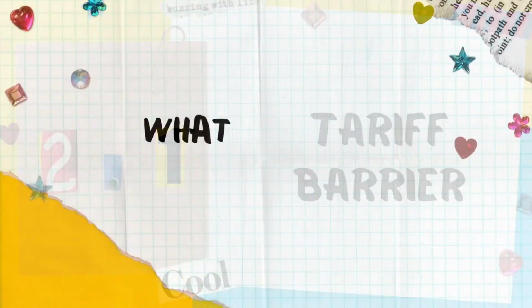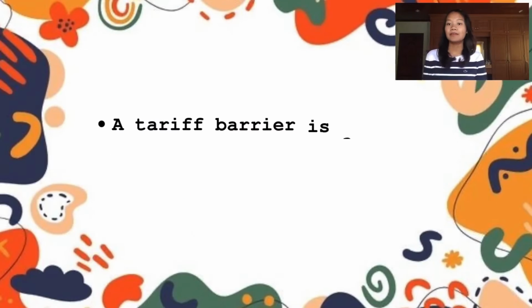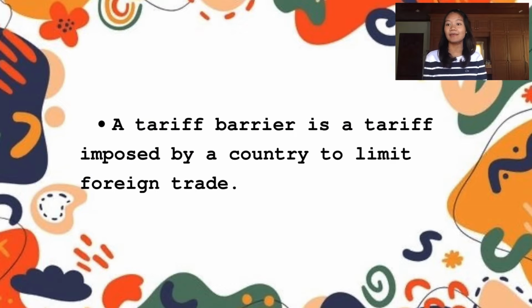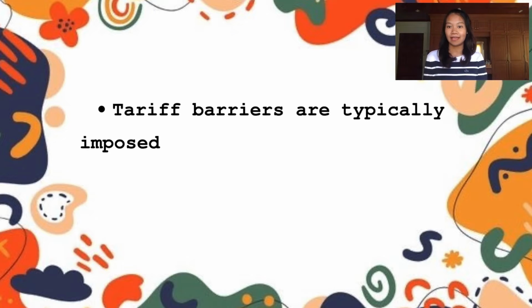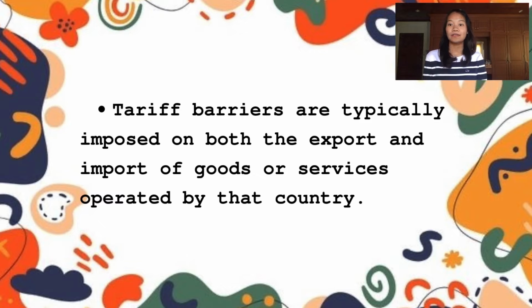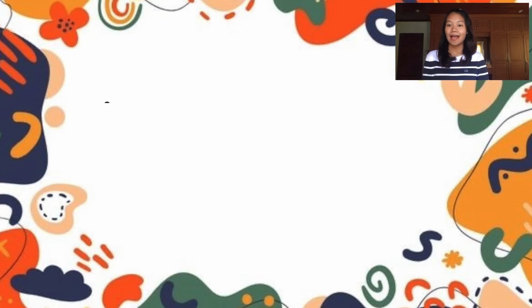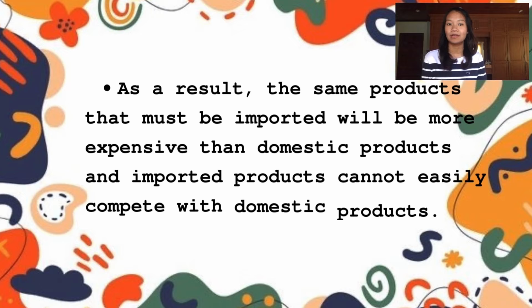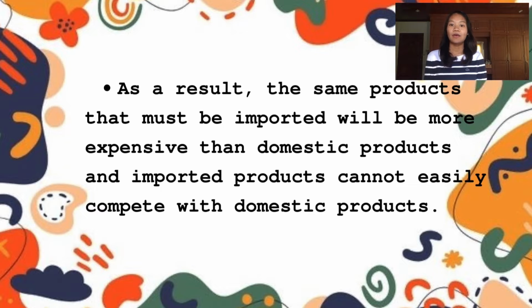First, tariff barrier. What are tariff barriers? These barriers are taxes imposed by each country to limit foreign trade. Usually, tariff barriers are imposed on both exports and imports of goods or services operated by that country. As a result, the same type of product that must be imported will be more expensive than domestic products. Thus, imported products from foreign countries cannot easily compete with products in the country.